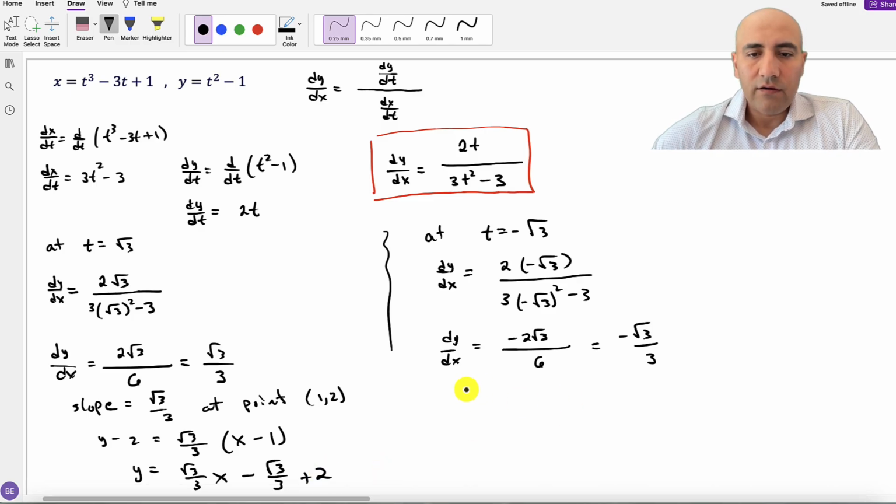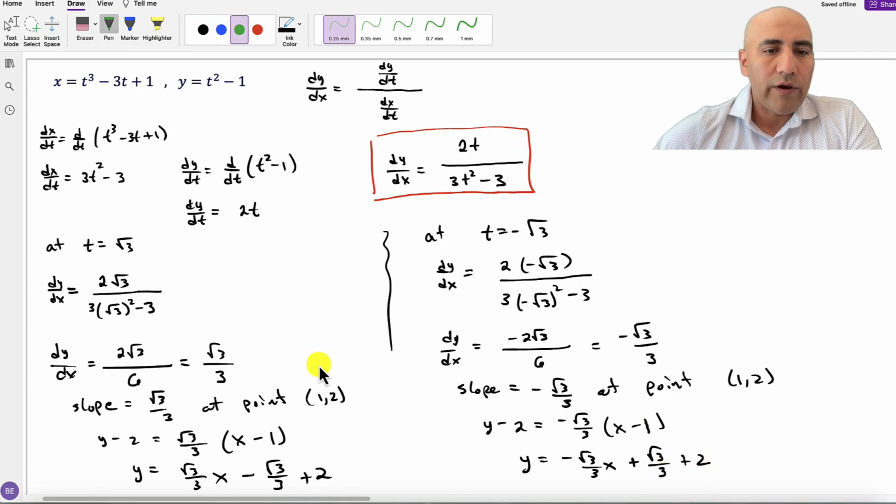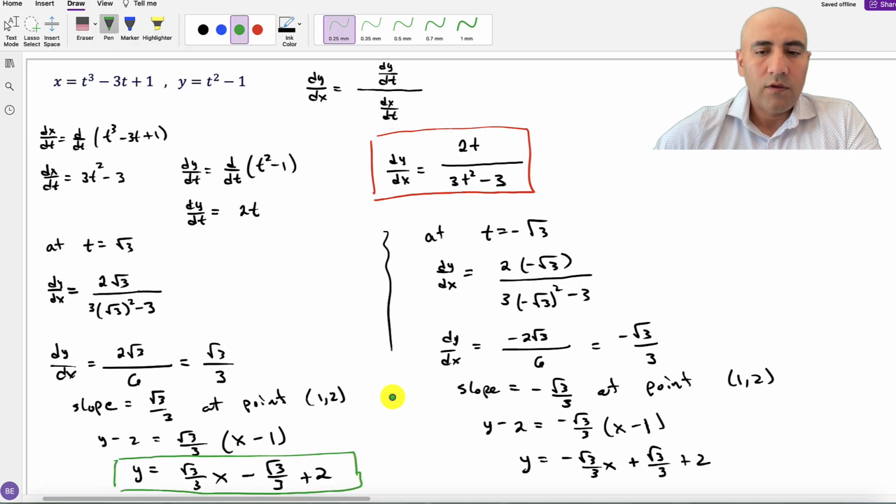And then likewise over here, if we want to use slope equal to negative root 3 over 3 at the point (1, 2), we end up with y minus 2 is equal to negative root 3 over 3 times (x minus 1). And so y equals negative root 3 over 3 x plus root 3 over 3 plus 2. Okay, so here are our two equations of our tangent lines. This one and this one.